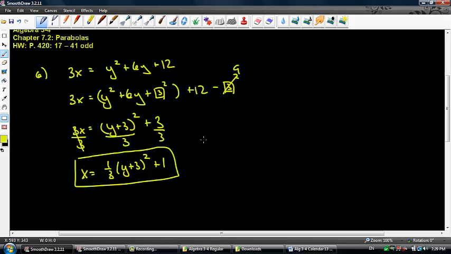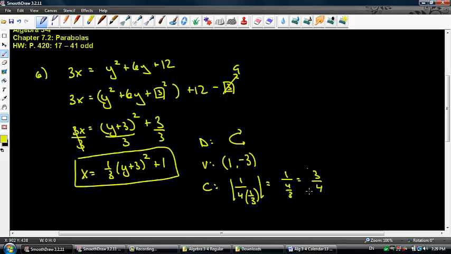So now I'm ready to graph this parabola, or at least find out all the information that I need to know before I graph it. Direction of the opening: this is an x equals y squared parabola, and it's positive, which means it's facing right. The vertex is going to be (1, -3), because it's opposite your intuition on the inside of the parentheses. And to find c, we're going to use 1/4a. In this case, that is 1/4 over 1/3, which is 3/4.